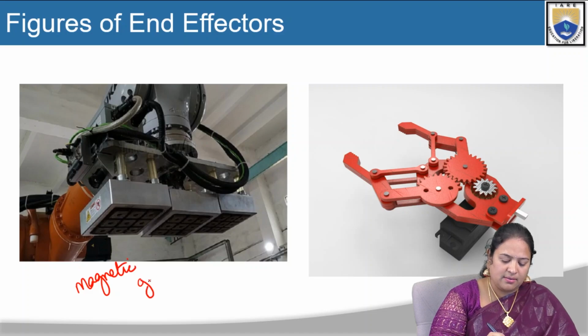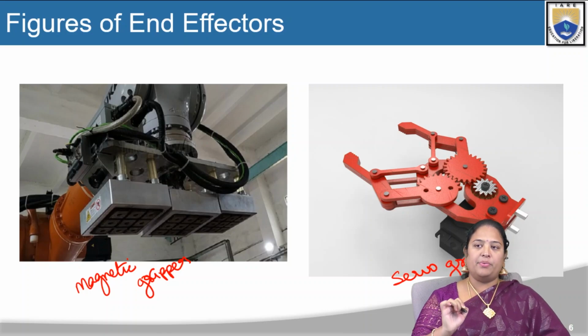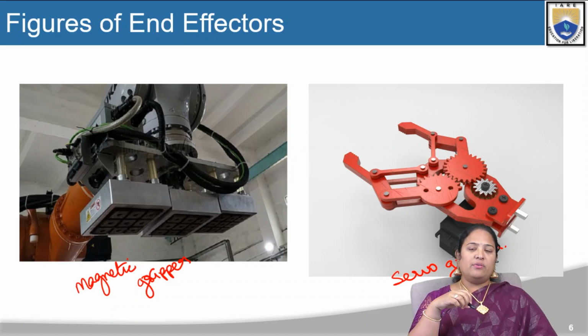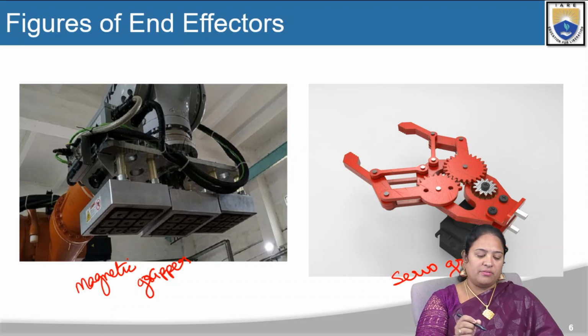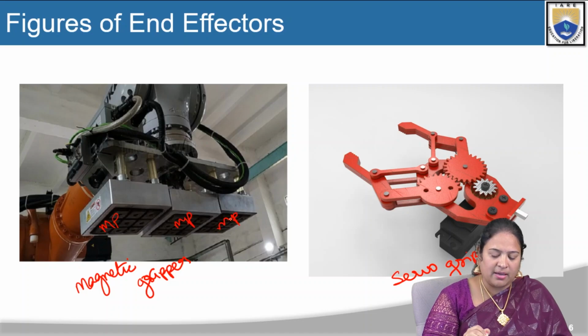This is the magnetic gripper, and this is the servo gripper. Right? So where is this magnetic gripper used? See here, this is the magnetic panel. Right? MP. This is the magnetic panel.